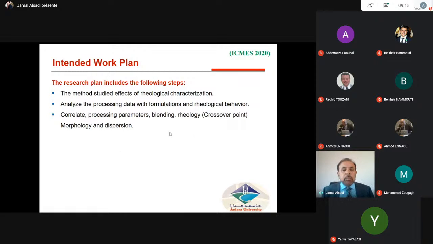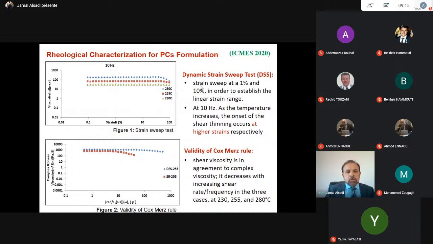What is the crossover point? It is important to find the highest dispersion to get the best color at this point. For the rheology, first of all, we will run a dynamic strain sweep, as you see from the graph, at three temperatures: 230, 255, and 280. So it is strain against viscosity.